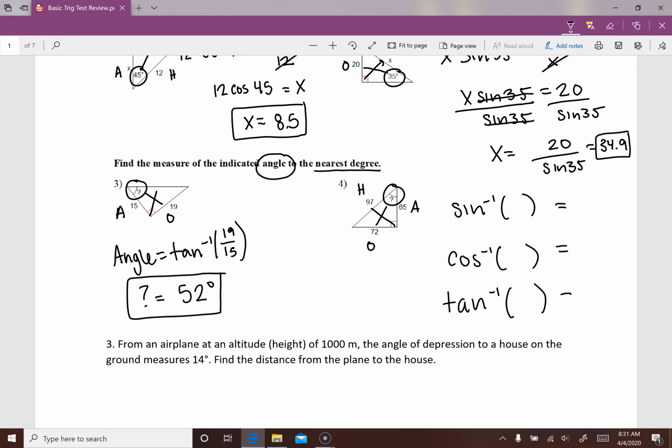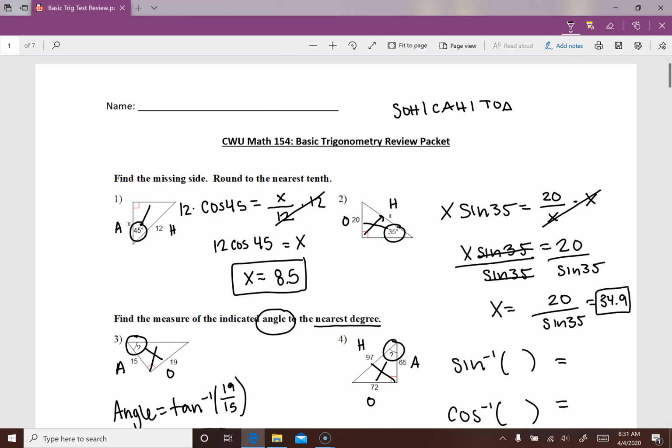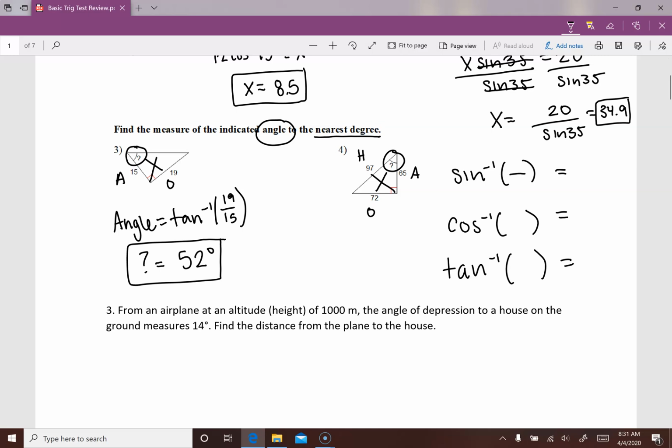Well, sine inverse is going to be opposite over hypotenuse. In this case, it's going to be 72 over 97. Cosine inverse is adjacent over hypotenuse, which is 65 over 97. And tan inverse is opposite over adjacent, or 72 over 65. All right, doing all those in my calculator, I get 47.9, which does round to 48 degrees. And you really should check all 3 of these to make sure you've got them right, but they do all equal 48 degrees.